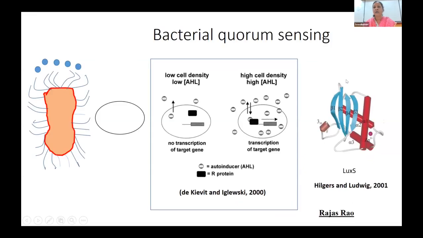Today we are going to discuss just one of these proteins, not the ones that respond to the concentration of these small molecules, but those involved in the synthesis of the small molecules. One of them is called LuxS. The crystal structure of LuxS was determined back in 2001, and what we have tried to do is follow the evolutionary track of LuxS over many bacterial genomes.